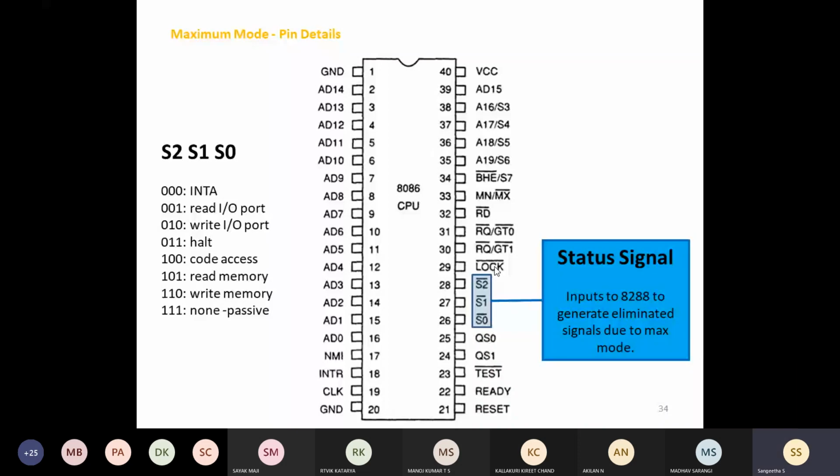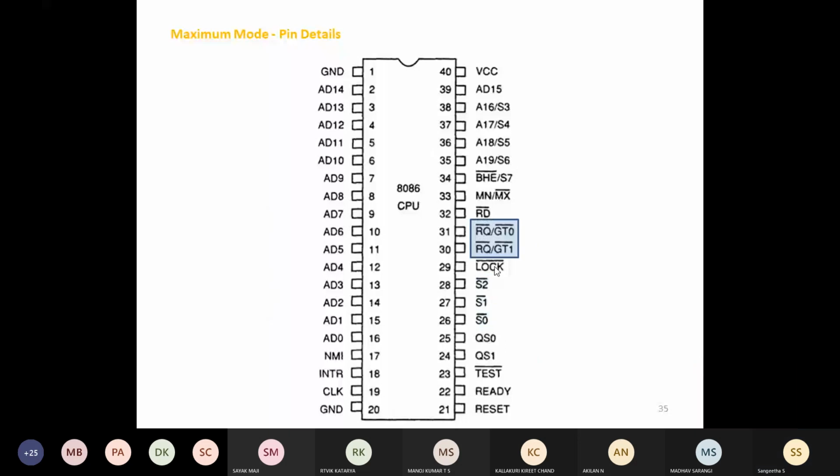The next one is RQ bar and GT bar. You have them with the suffix 0 as well as with the suffix 1. These indicate request and grant.